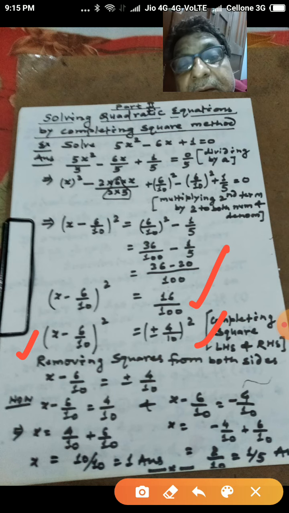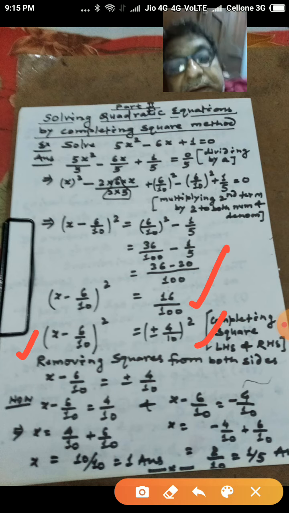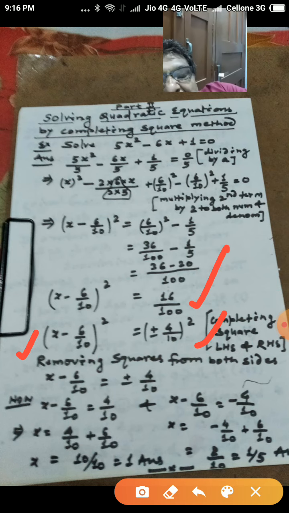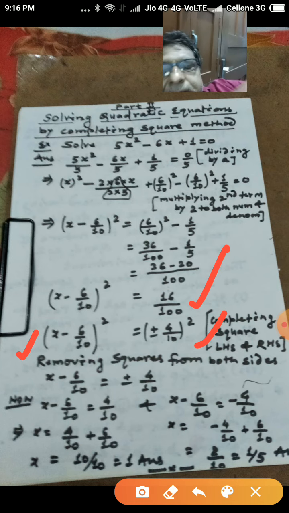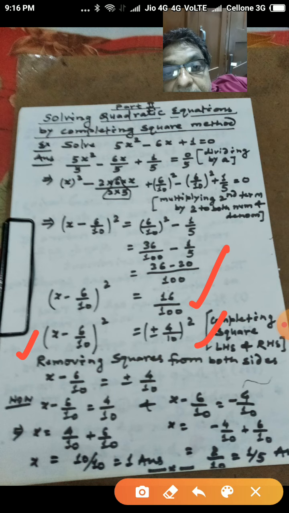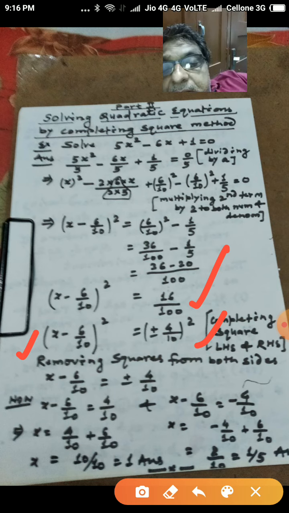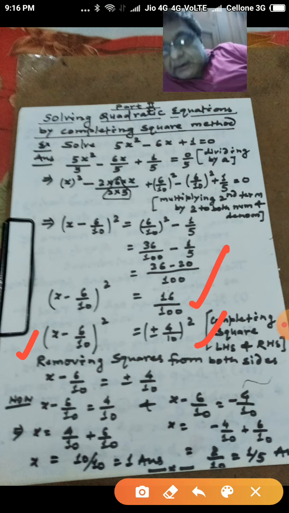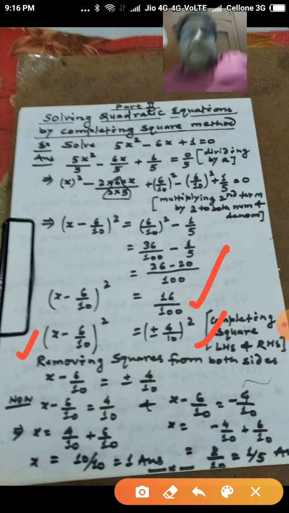Making them separate, this plus minus 4 by 10 means one time we will take x minus 6 by 10 equal to 4 by 10, and another time it is x minus 6 by 10 equal to minus 4 by 10. So on solving these two parts, we get x equal to 1, and another value we get x equal to 1 by 5. So these 1 and 1 by 5 are the roots of the given equation.